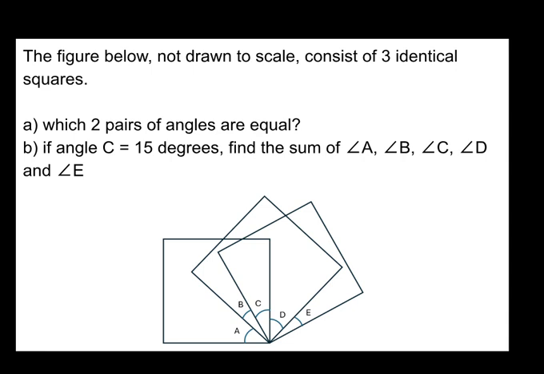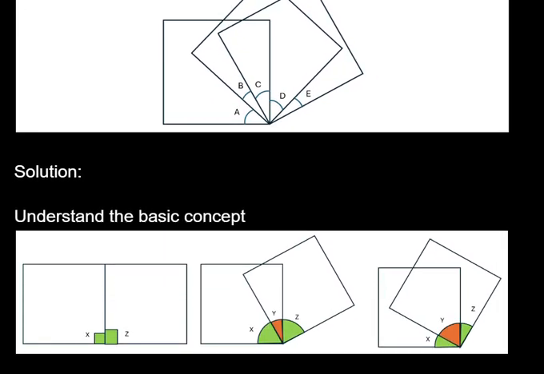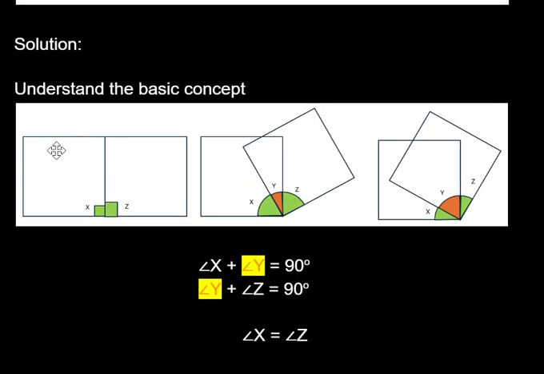Before we attempt to solve the question, let me share with you some of the basic concept. Assuming you have two squares, a square has this angle as 90 degrees, and this angle as 90 degrees. So angle X and angle Z are both 90 degrees.